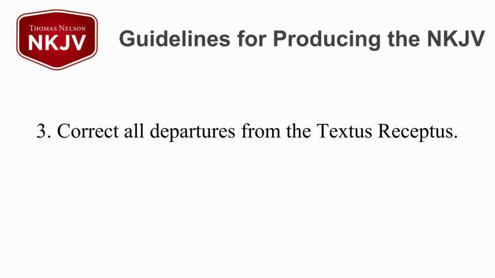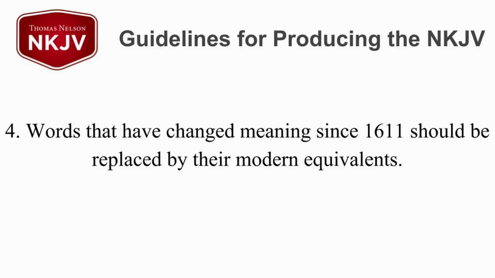Number 3, correct all departures from the Textus Receptus. I'm not sure exactly what they meant by this, but maybe the King James translators didn't always follow the Textus Receptus, or maybe there were just some scholarship updates that needed to be done, and so they did that. Number 4, words that have changed meaning since 1611 should be replaced by their modern equivalents.